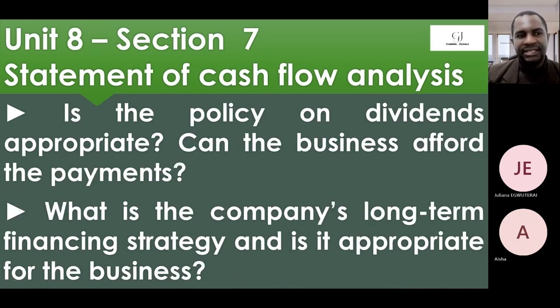Also, is the policy on dividend appropriate? Do they declare profit and declare dividend every year, or is it after 2 years, or after 5 years? Can the business afford those dividend payments? Good questions to ask. What is the company's long-term financial strategy, and is it appropriate for the business? So the financial strategy should be driven by equity or debt?